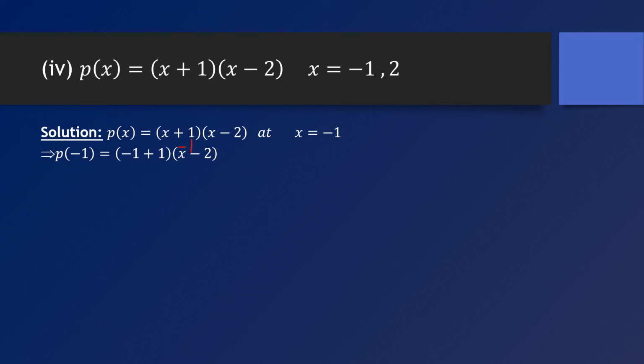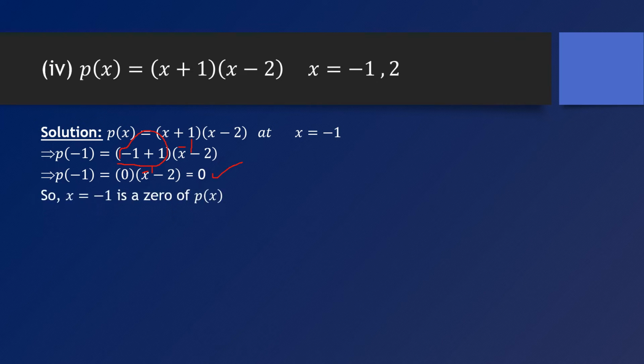instead of x it will be minus 1 minus 2. So here you can see that minus 1 plus 1 is clearly equal to 0. So in fact, if you do it, minus 1 plus 1 into minus 1 minus 2 will again be equal to 0. So we can say that x is equal to minus 1 is a 0 of p of x. Now we'll check it for x is equal to 2.